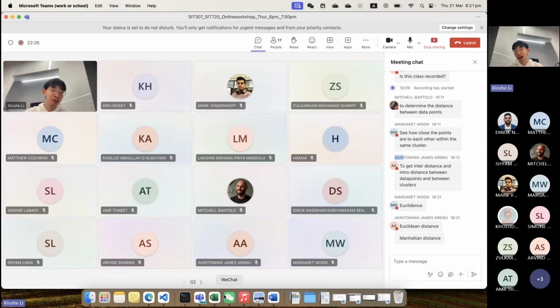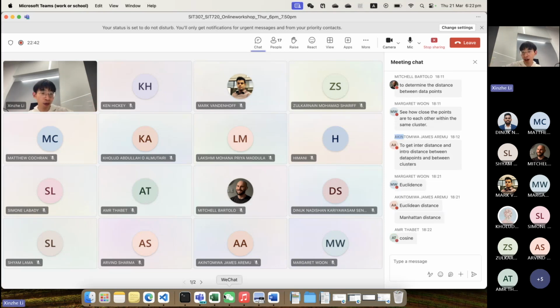Oh, Manhattan distance. Yeah, actually sometimes it's more like Manhattan distance because there is no direct path from Burwood to Caulfield, because there are a lot of blocks, right? I can't go via a straight line. So Manhattan distance. Anyone has gone to Manhattan before?